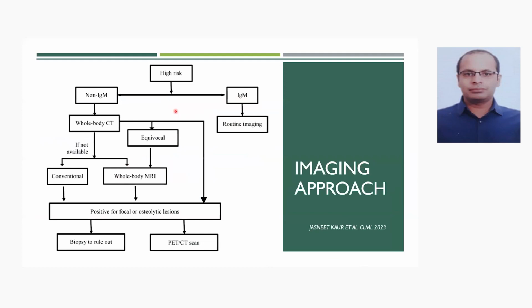What about high-risk patients? There is certain role of imaging in such a scenario. If there is IgM kind of protein, you do the routine imaging. However, if there is non-IgM protein where the risk of progression to smoldering or multiple myeloma is there, in such a scenario, you consider a low-dose whole body CT. If it is not available, consider MRI or PET scan. And if there are any focal lesions on MRI or any osteolytic lesion, you consider this patient for biopsy.